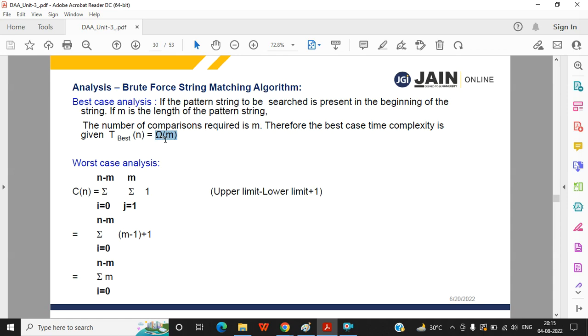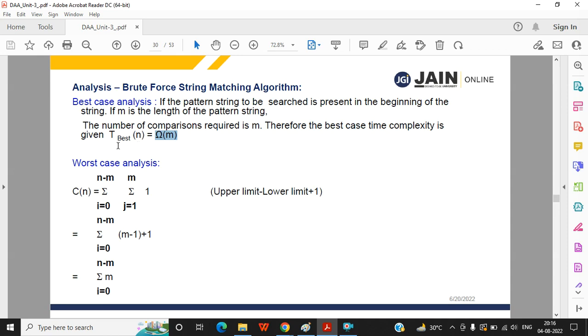You can represent it with big omega, big theta, and big O also. Now, if you want to represent some case with theta, then there will be some constraint. But if you want to represent it with big omega and big O, then it is the same.